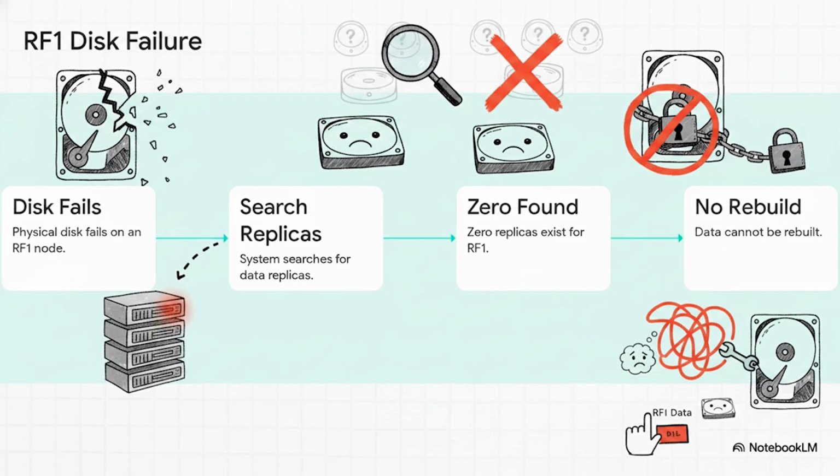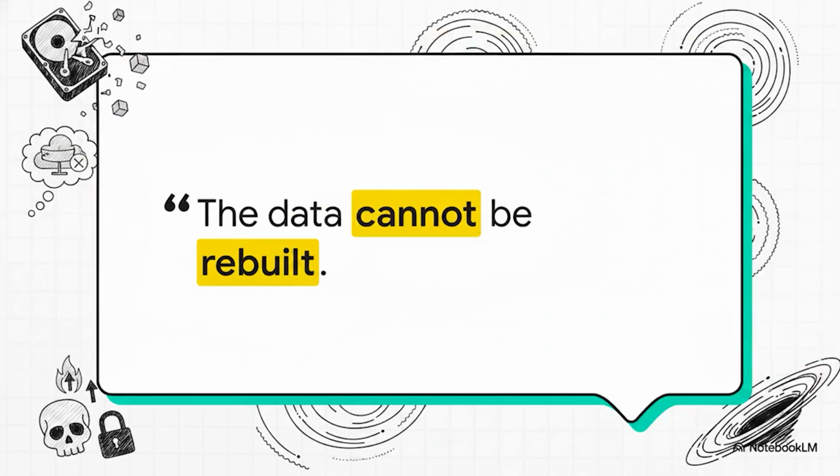Actually, it gets worse. According to the official documentation, if you try to logically remove that failed disk, the disk removal process might literally get stuck because the system is trying to handle data that has no extra replicas. You physically have to go in and manually delete the RF1 data on that degraded disk just to unblock the disk removal process. Crazy, right? So the absolute crucial point here is exactly what the documentation states.